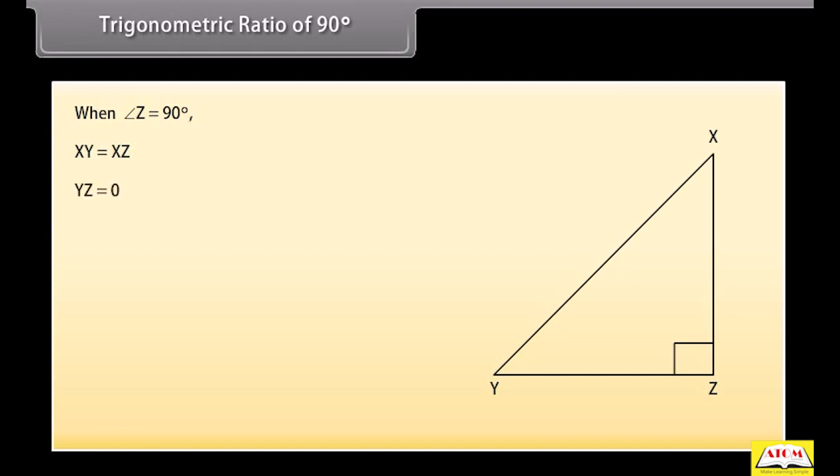is 0. Let us understand what happens to the values of trigonometric ratios.